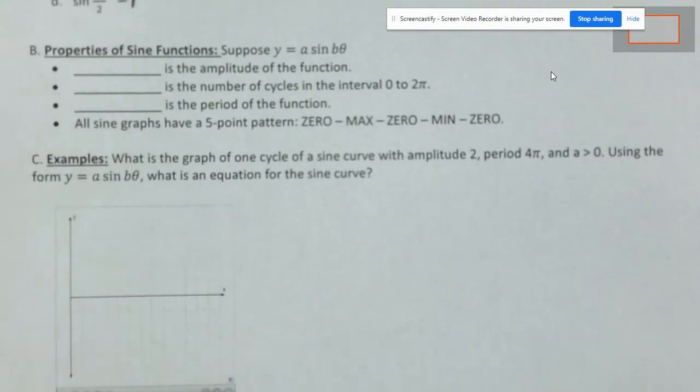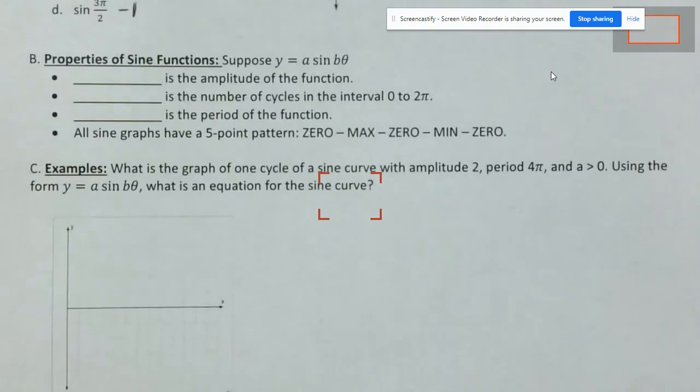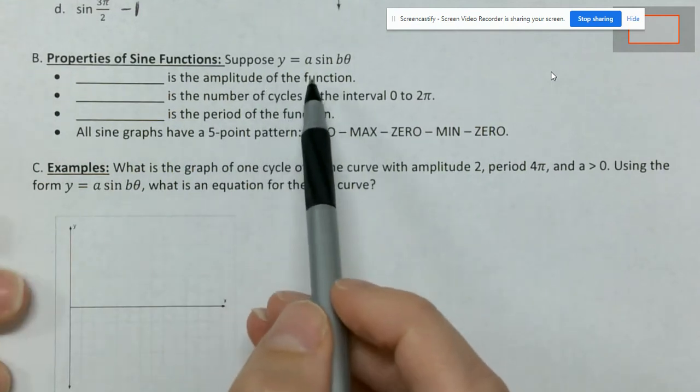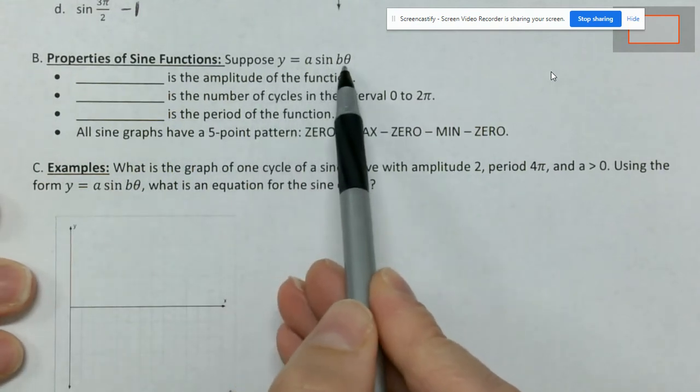Okay, now we're going to look at properties of sine functions, and specifically we're going to talk about how to graph them as well, okay? So let's look at the properties of sine functions. So let's suppose that we have y equals a sine b theta.